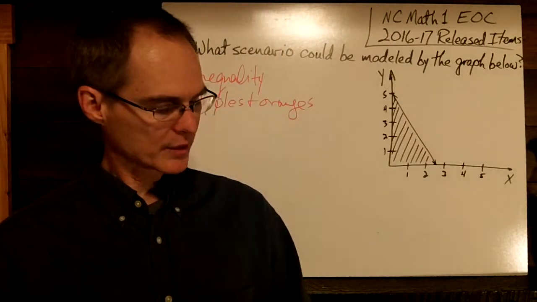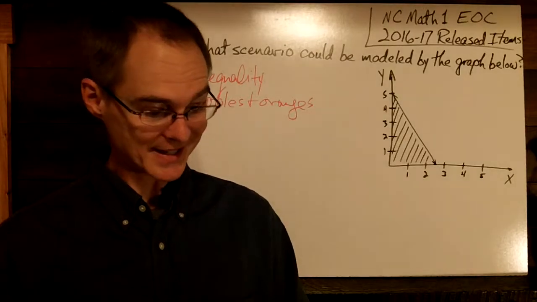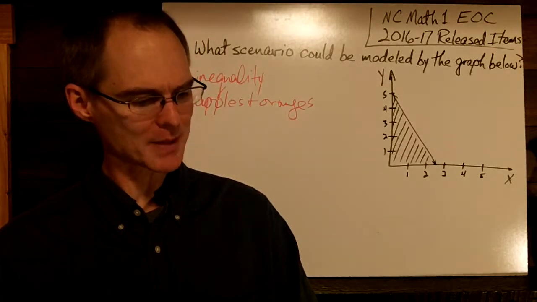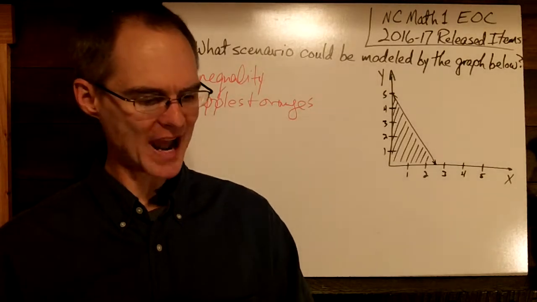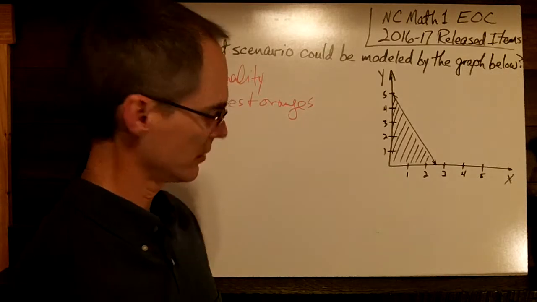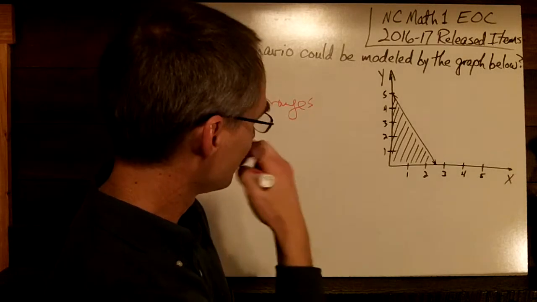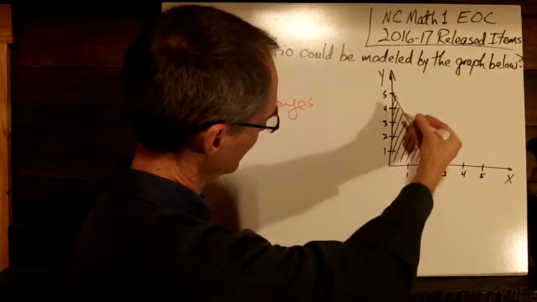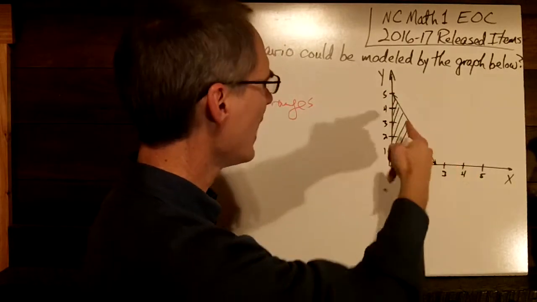So let's go ahead and read the problem. It's just one sentence. In fact, the sentence is just the question I'm supposed to answer: What scenario could be modeled by the graph below? And then it has a picture of this graph. Again, I see that it's a graph of an inequality. There's my shaded part right there.